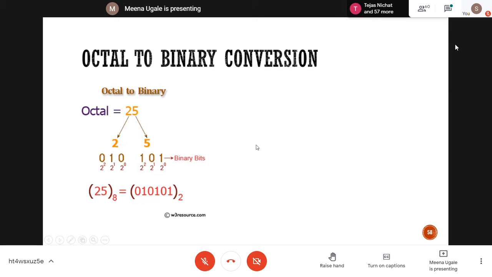This is another example I am showing. Number is 25. 2 and 5 I am writing separately. Put the representation of 2, put the representation of 5, and write the whole number together.